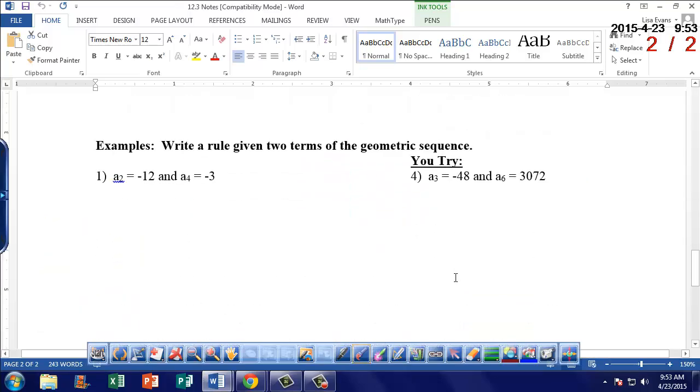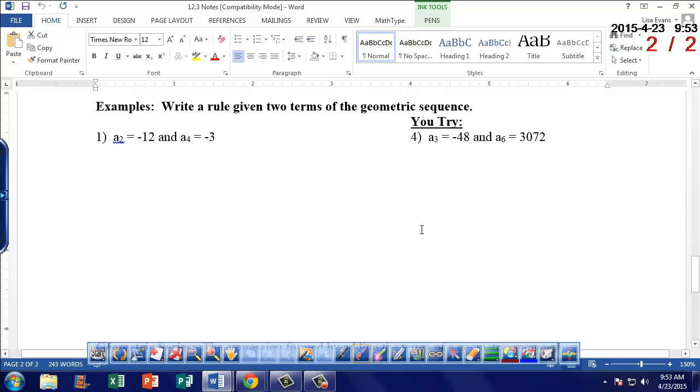Okay, now this one, again, a little bit tricky. The easiest way to solve this system is going to be by substitution. So I'm going to go ahead and write my rule down. You're missing an a sub 1 and you're missing an r. So the first thing I'm going to do is plug this in. We're going to put negative 12 in for the a sub n, and then 2 in for n. So 2 minus 1 is just 1.